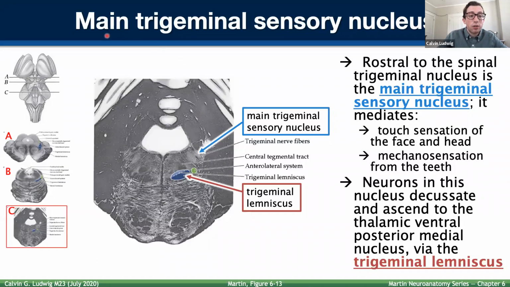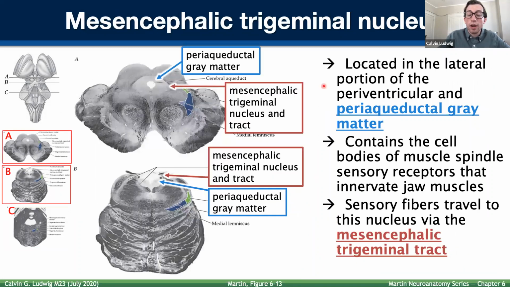Okay, let's take a closer look at the main trigeminal sensory nucleus. Rostral to the spinal trigeminal nucleus is this main trigeminal sensory nucleus. It mediates touch sensation on the face and head and mechanosensation from the teeth. Neurons in this nucleus decussate and then ascend to the thalamic ventral posterior medial nucleus via the trigeminal lemniscus. We touched on this a little bit before, but just to reiterate.